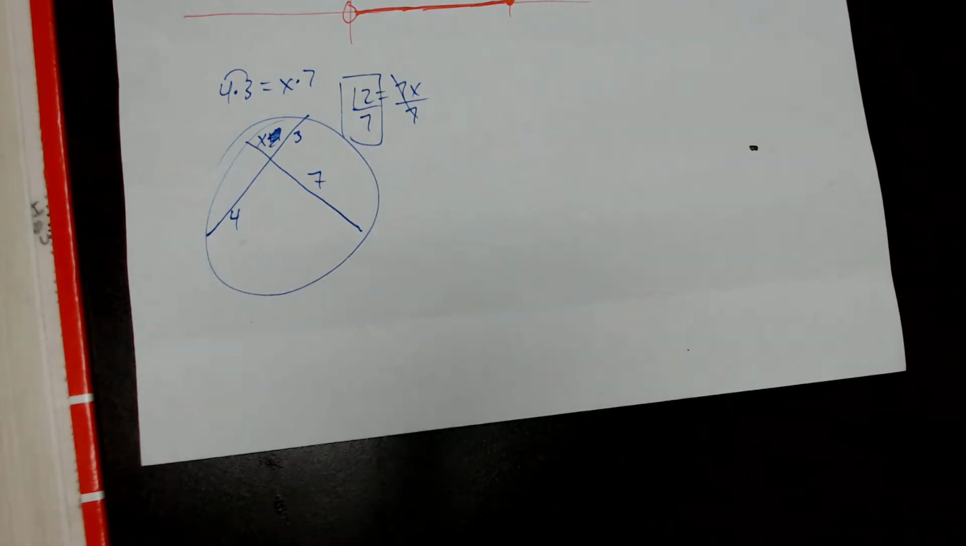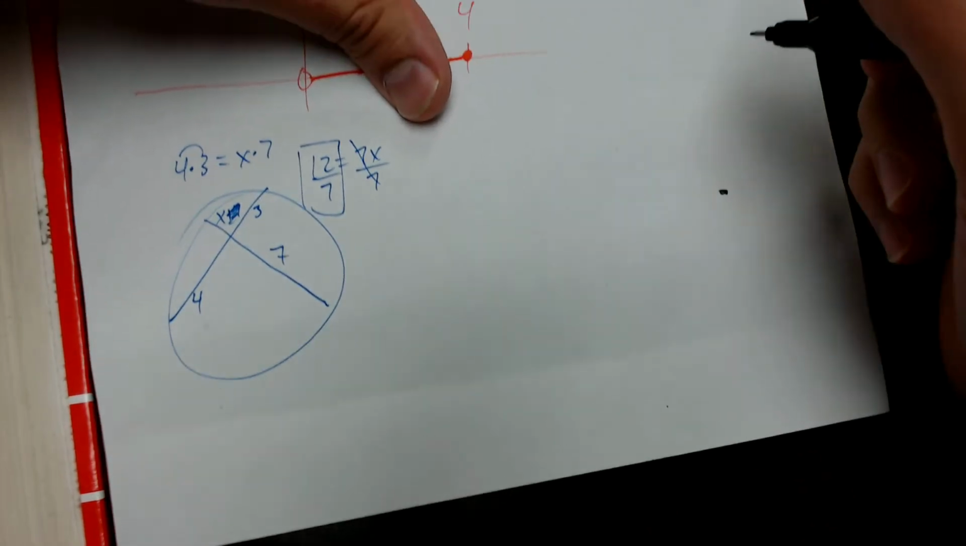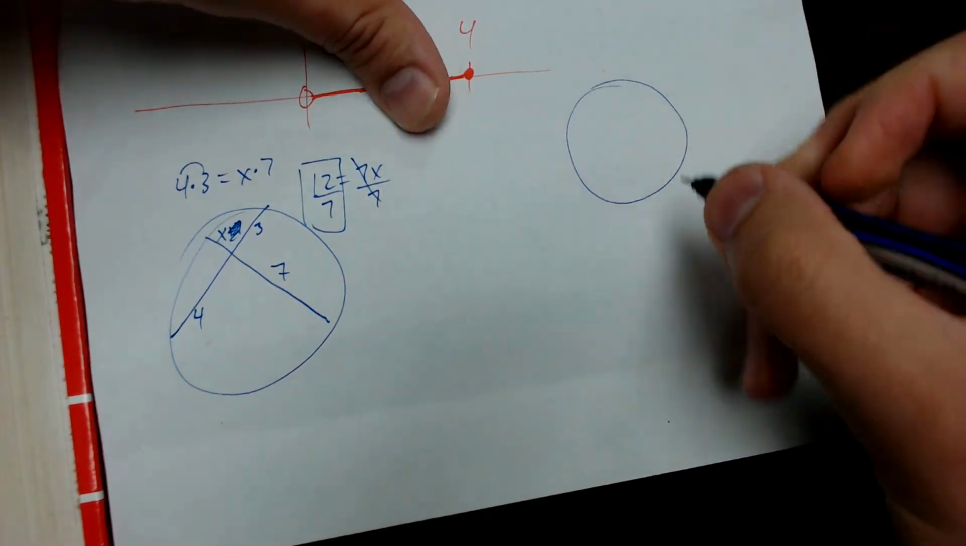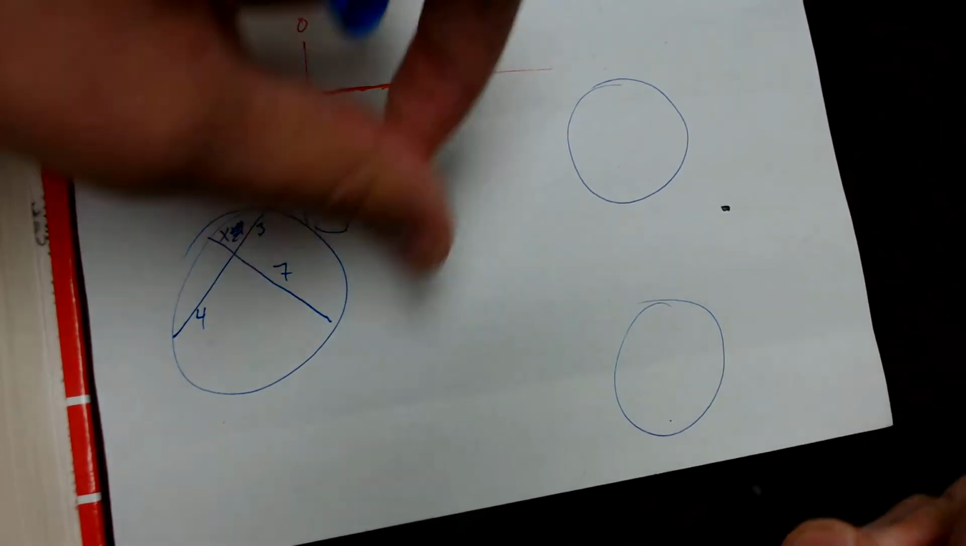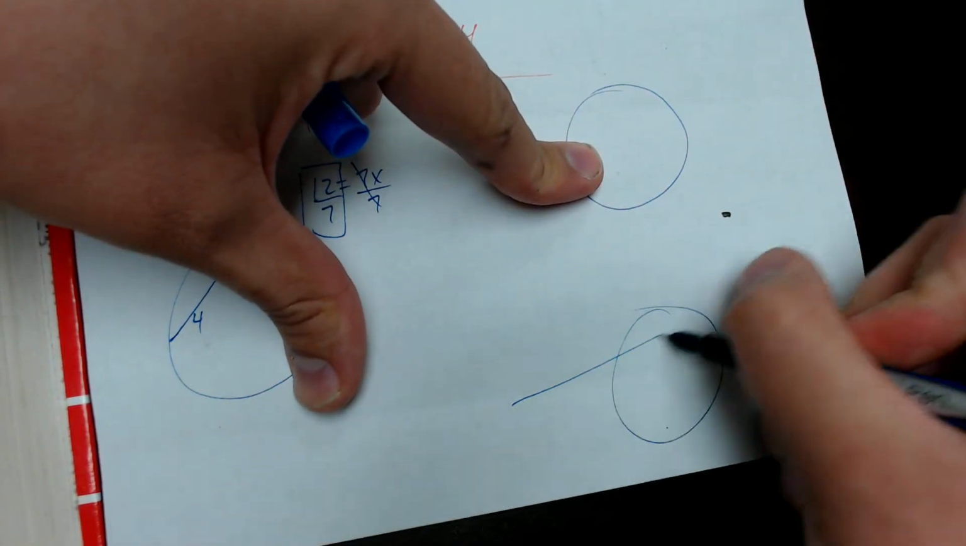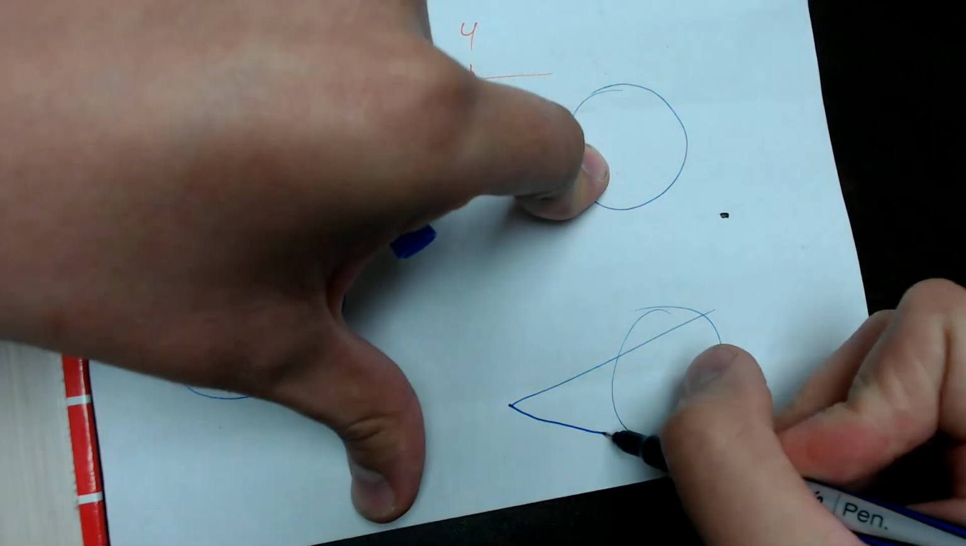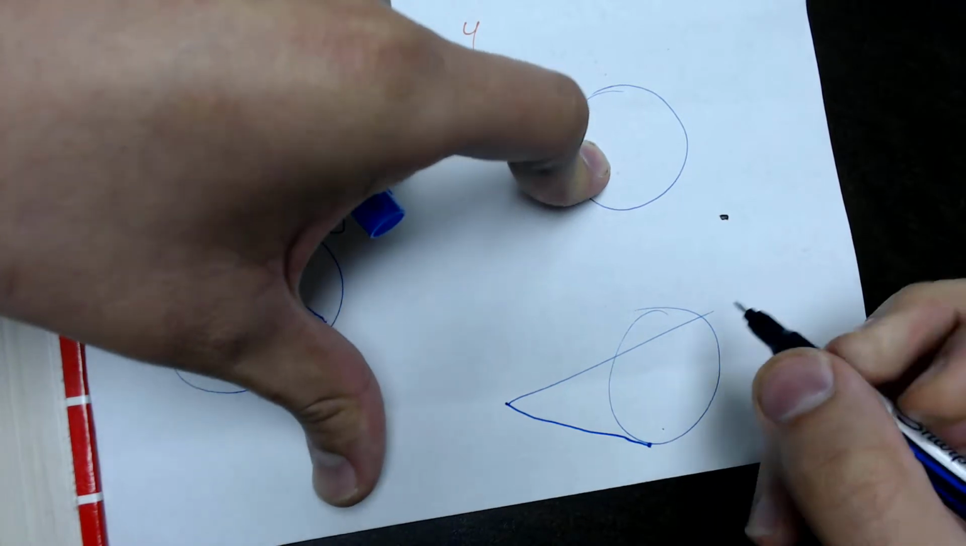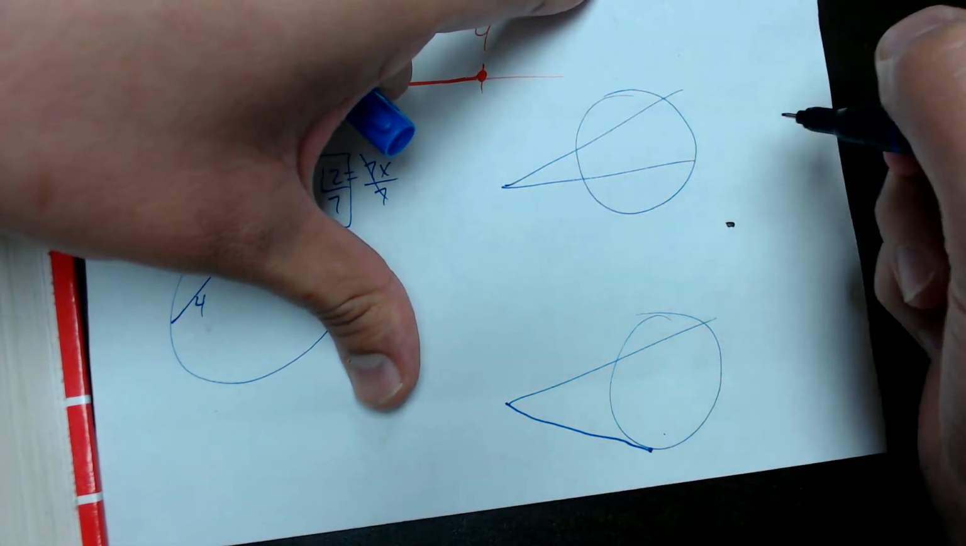Now, when it comes to secants and tangents, I actually have to do 2 examples here. We'll do the first one right here, and the second one will be down here. So we'll have this one, and then that one will be a tangent, and this one will have 2 secants.